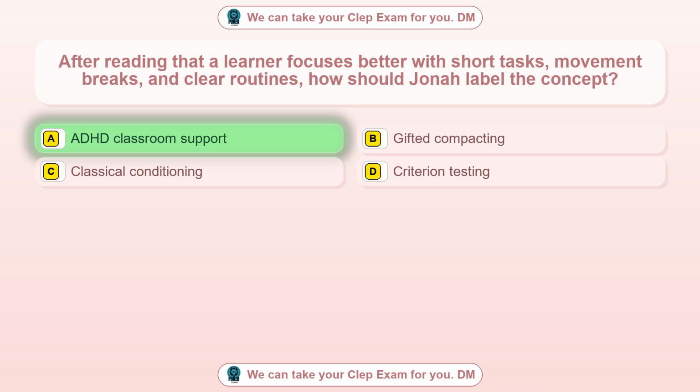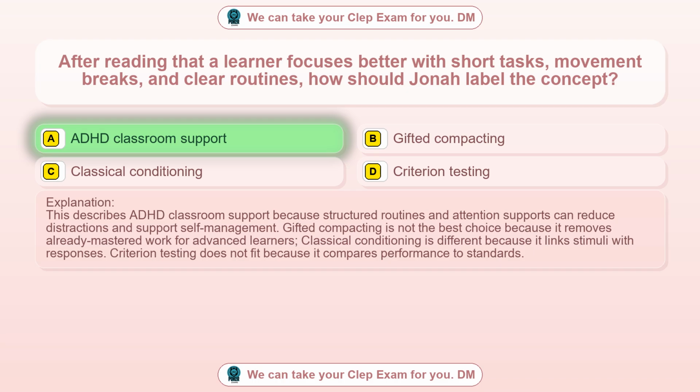ADHD classroom support. This describes ADHD classroom support because structured routines and attention supports can reduce distractions and support self-management. Gifted compacting is not the best choice because it removes already mastered work for advanced learners. Classical conditioning is different because it links stimuli with responses. Criterion testing does not fit because it compares performance to standards.